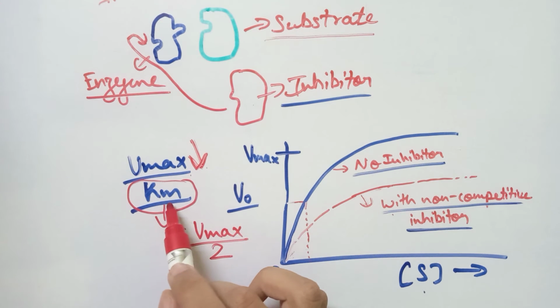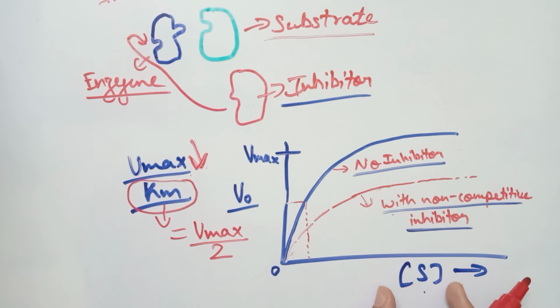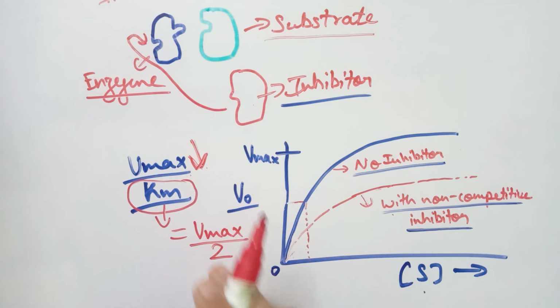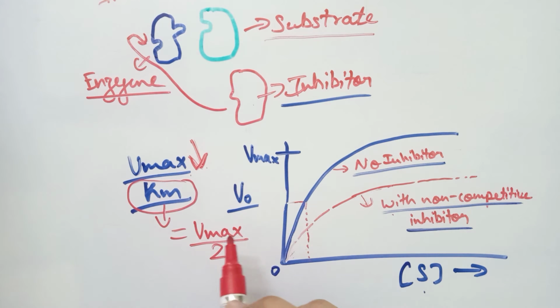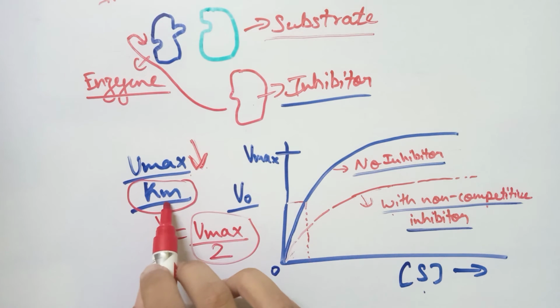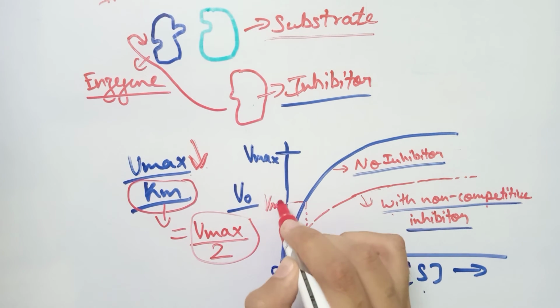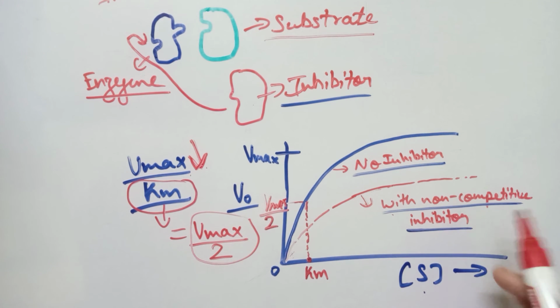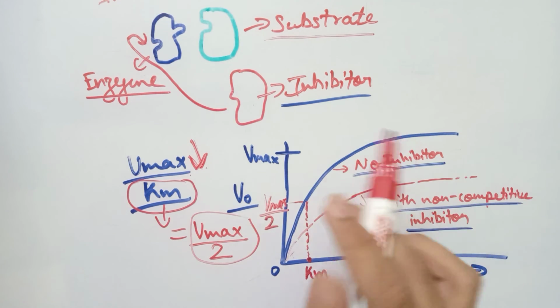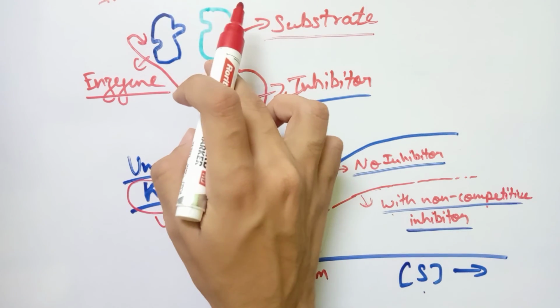We also know that the Km value gives us the concentration of the substrate at which the velocity of the enzymatic reaction becomes half of the maximum. So basically we can also say that Km corresponds to Vmax by 2. Whenever half of the Vmax value is achieved, then at that concentration of the substrate, the Km value is obtained.